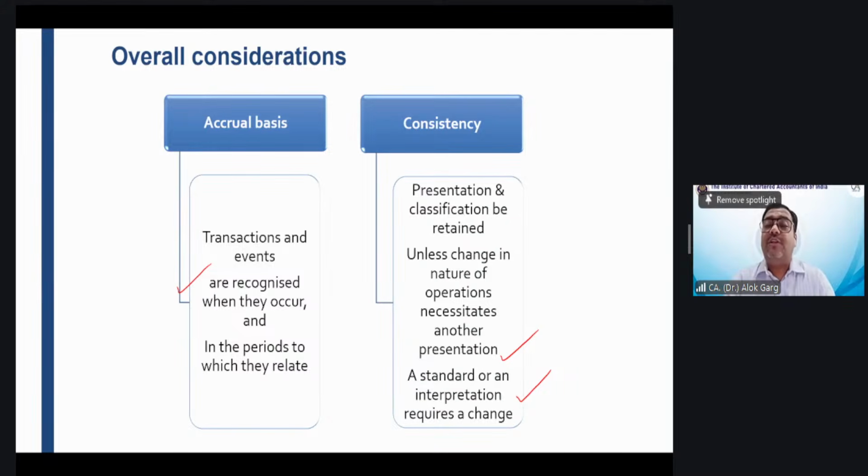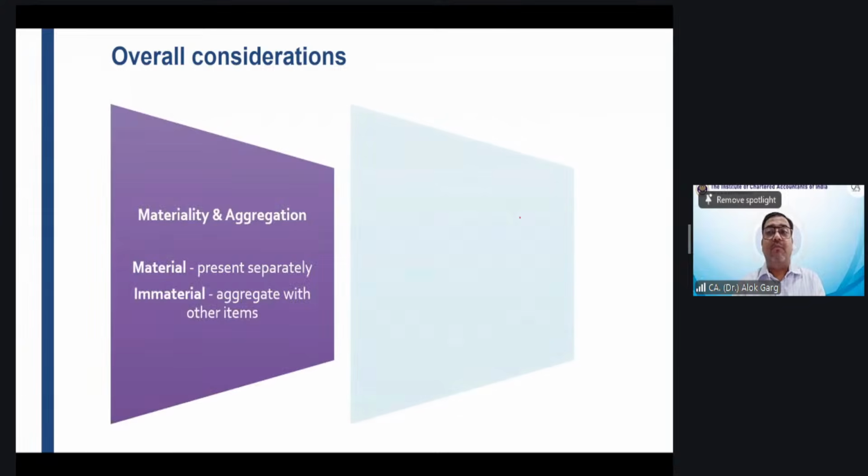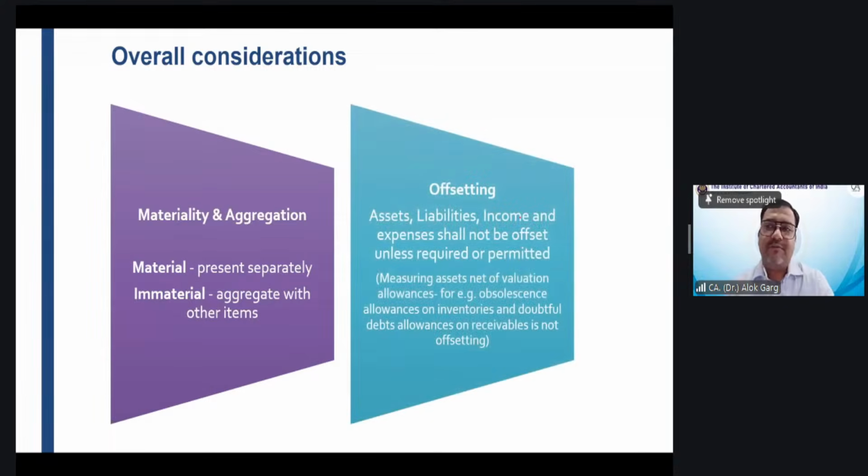So no, the presentation and classification has to be retained until and unless there is a change in the nature of the business which requires a change, or a standard or an interpretation requires a change, right? Okay. Is that clear? Right. Now, moving further, the next concept is what we have discussed so far.